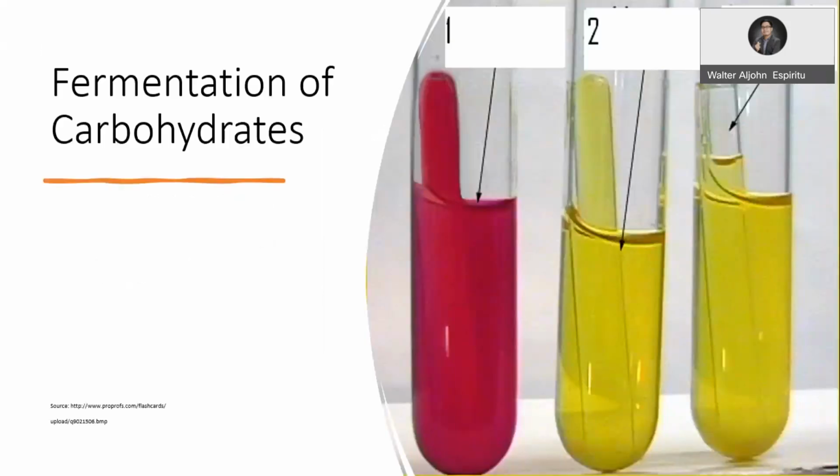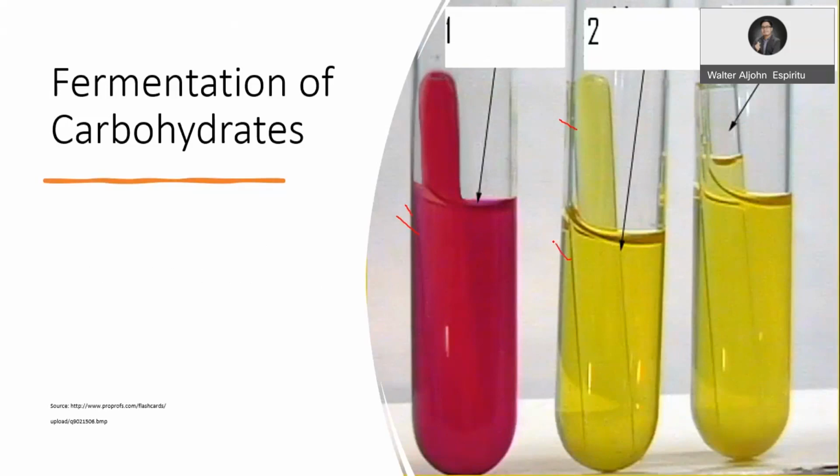So this is what they look like. Here's the original tube containing the phenol red carbohydrate media, and then we also have a smaller tube, which is the Durham tube. Here we have a negative result. The initial color is reddish, and after 24 to 48 hours there's no change in this particular tube.